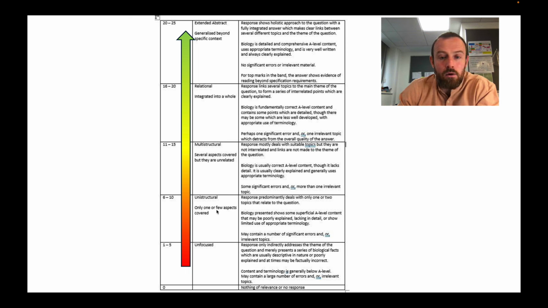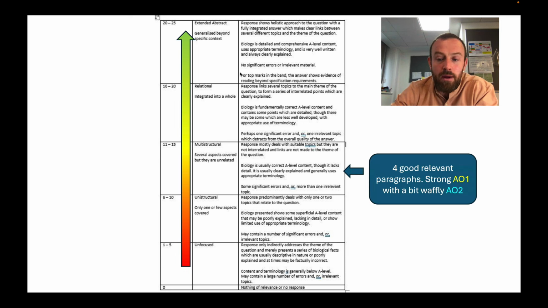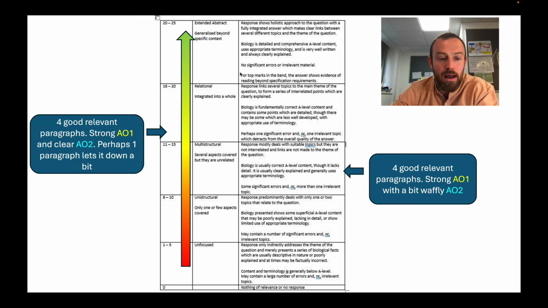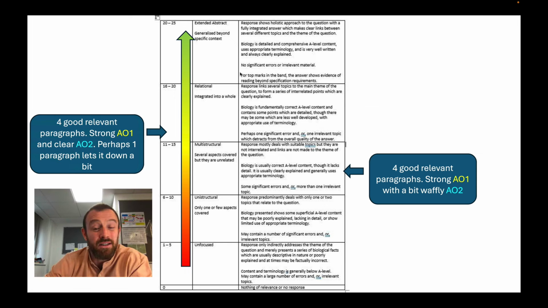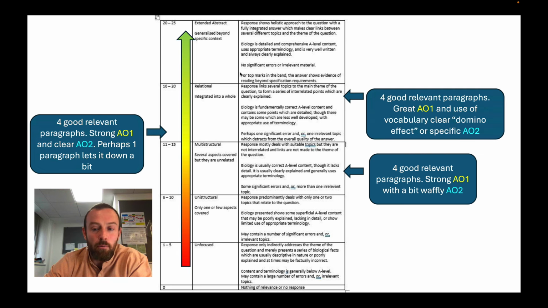So how do markers try and place you in a band? 4 good relevant paragraphs with strong AO1, but your AO2 maybe is not brilliant, a bit waffly, that's going to land you in multistructural. If you want to get in the next band up, you're going to have strong AO1 and clear AO2. Maybe if you're at the low end of this band, then 1 paragraph is letting you down a lot. Maybe it's irrelevant, or there are some significant errors. At the top of this band is great, 4 paragraphs with great AO1 and clear AO2 for all of your paragraphs.